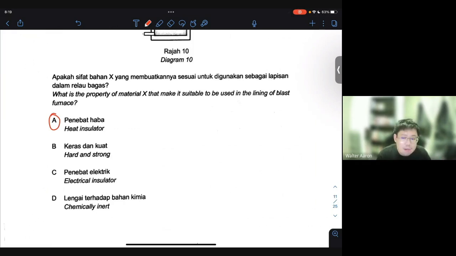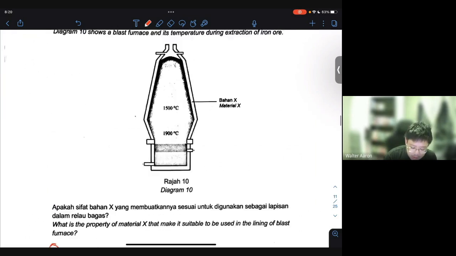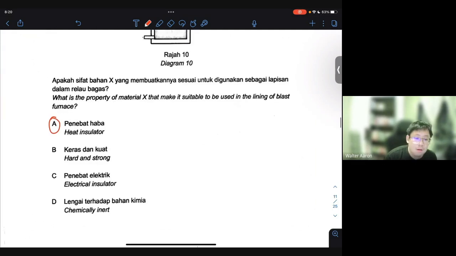Yes, in a way. But remember, inside the blast furnace is very hot. So if you don't use something which is a heat insulator, it will not be able to withstand the heat. And what happens is that it will start to, technically I'll say, break apart. It'll melt in a way, right? So heat insulator is the number one choice in terms of materials to look out for.